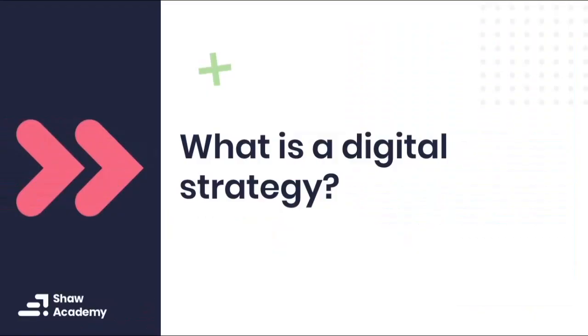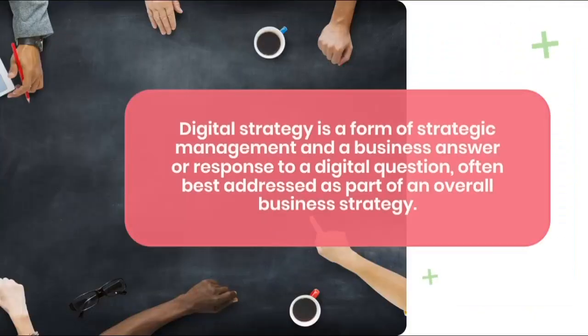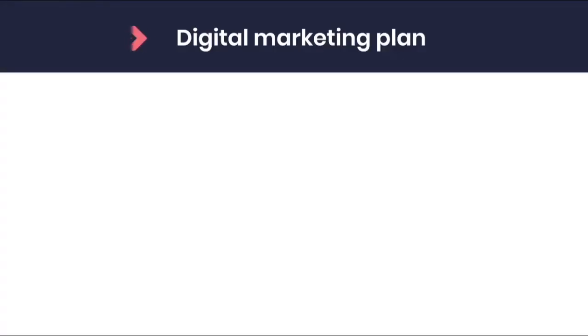So first of all, what is a digital strategy? Well, essentially, according to Wikipedia, a digital strategy is a form of strategic management and a business response to a digital question, often best addressed as part of an overall business strategy. The scope of a digital strategy can vary hugely, but what we're focusing on in this lesson is more of a marketer and consumer-based effort, such as websites, mobile e-commerce, social sites, search engine optimization, and advertising.